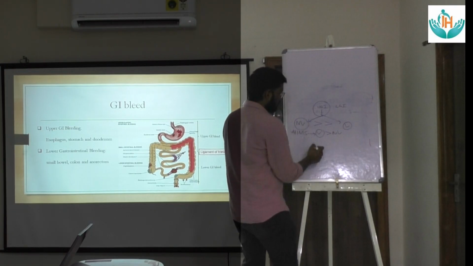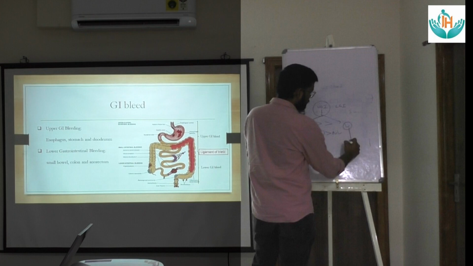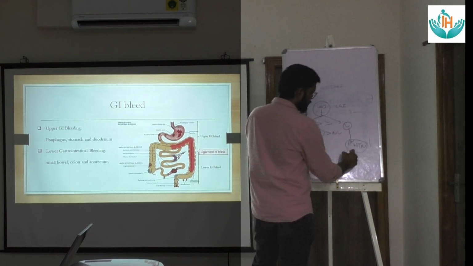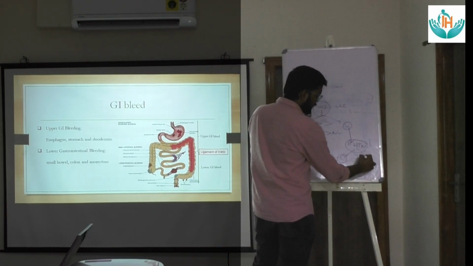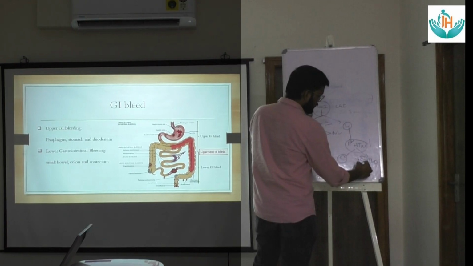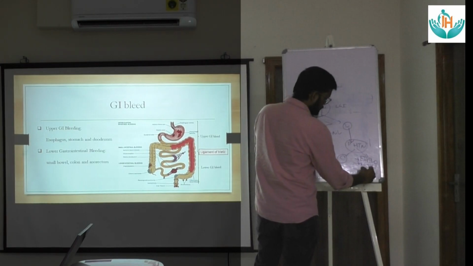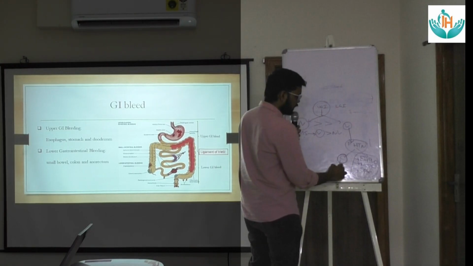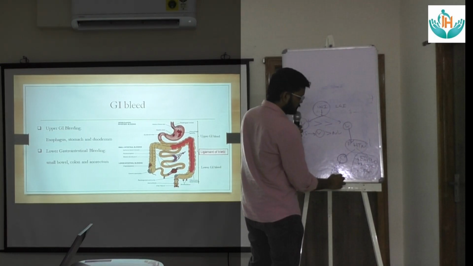So what are the causes of variceal bleed? Varices are due to portal hypertension. The most common cause of portal hypertension is cirrhosis of liver, and other non-cirrhotic causes are extrahepatic portal vein obstruction, non-cirrhotic portal fibrosis, and splenic vein thrombosis. These are the less common causes of portal hypertension. Most common cause is cirrhosis. In India, the most common cause of cirrhosis is alcohol, followed by hepatitis B and hepatitis C, and then NASH.